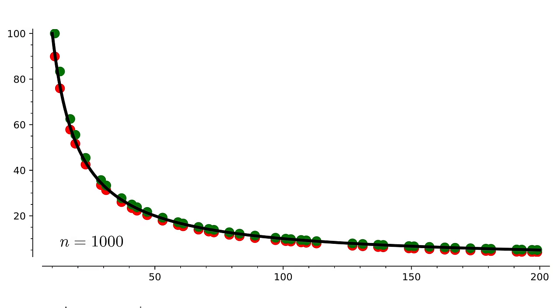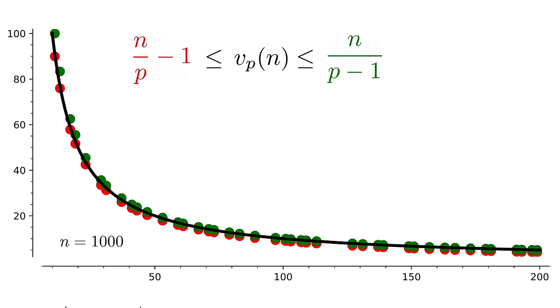So, to summarize, this v_p(n) number is, on the one hand, bigger than n over p minus 1, and on the other hand, smaller than n over p minus 1. And I want to note that in the grand scheme of things, these numbers are not that far apart. Roughly, v_p(n) is not so far off from just being n over p. Can't be too much bigger, can't be too much smaller.